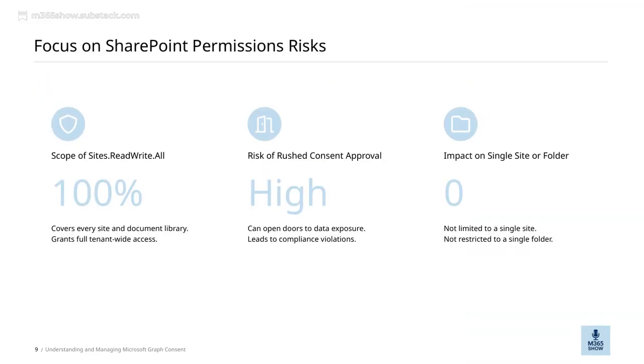Now, let's focus on the impact of SharePoint permissions risks, specifically when it comes to understanding and managing Microsoft Graph Consent. This is slide 9 of 25. First, it's important to realize that these risks are not limited to just a single site or a single folder. They can affect multiple sites across your entire organization. This broad scope means that a single misstep can potentially expose many different areas, making it critical to understand the full extent of what permissions are being granted.